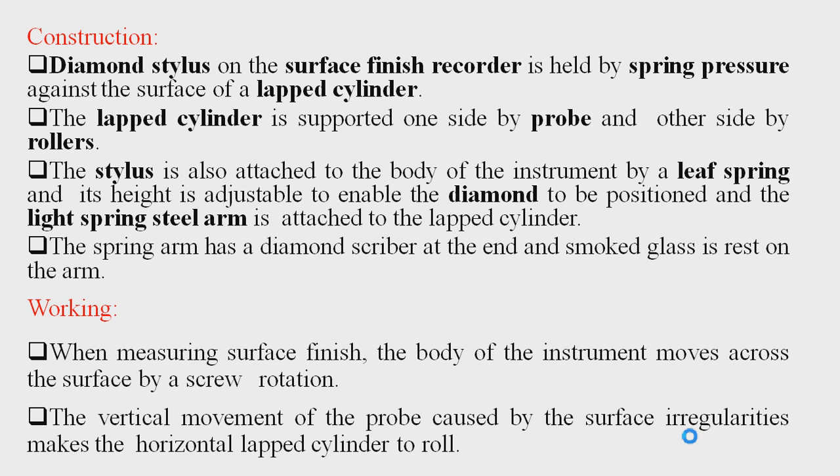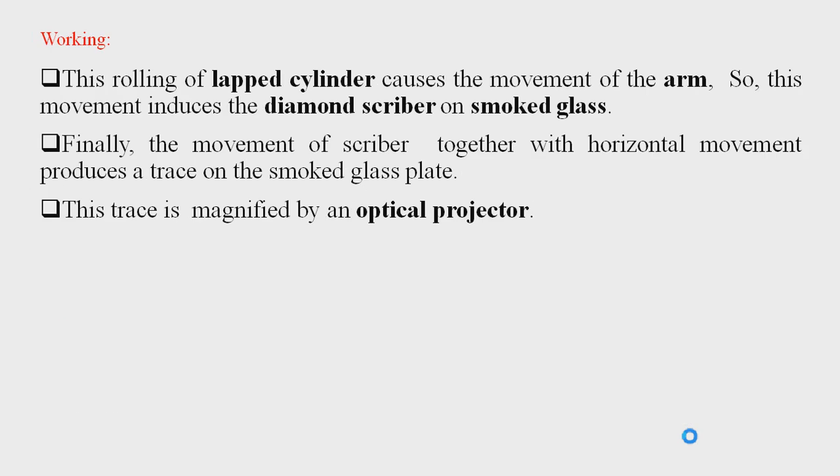Now its working. When measuring surface finish, the body of the instrument moves across the surface by a screw rotation. The vertical movement of the probe caused by the surface irregularities makes the horizontal lap cylinder roll. This rolling of the lap cylinder causes the movement of the arm. This movement induces the diamond scriber on the smoked glass. Finally, the movement of the scriber together with the horizontal movement produces a trace on the smoked glass plate. Then this trace is magnified by an optical projector, therefore giving the measurement of the surface to be measured.